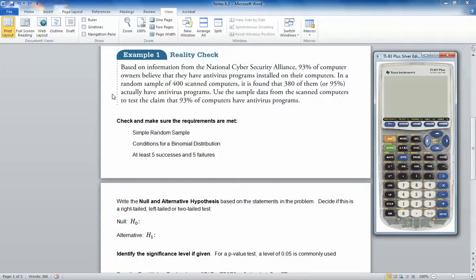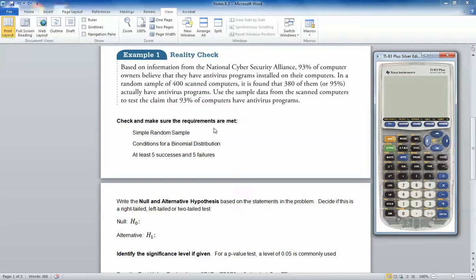Based on information from the National Cyber Security Alliance, 93% of computer owners believe that they have antivirus programs installed on their computers. In a random sample of 400 scanned computers, it was found that 380 of them, or 95%, actually have antivirus programs. Use the sample data from the scanned computers to test the claim that 93% of computers have antivirus programs.